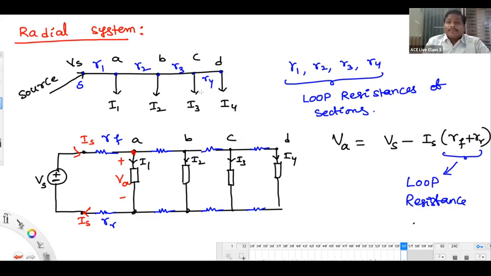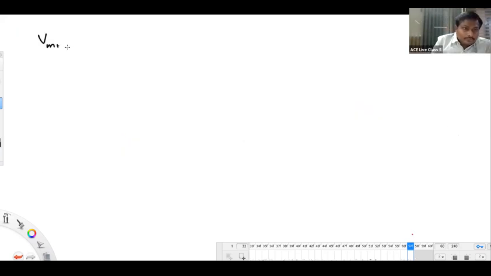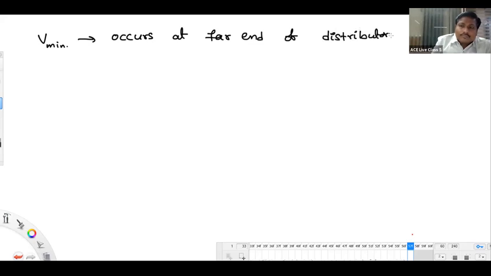See, where are we going to get the minimum voltage in the system? Obviously at the far end. So this is the location where we are going to get the minimum voltage. You write that statement also: V minimum occurs at far end of the distributor.